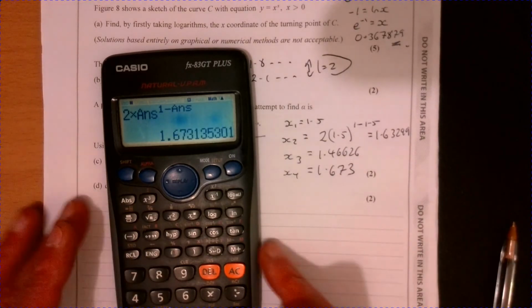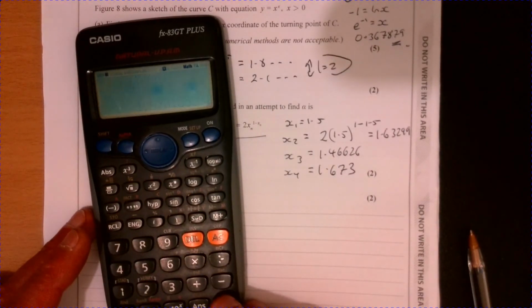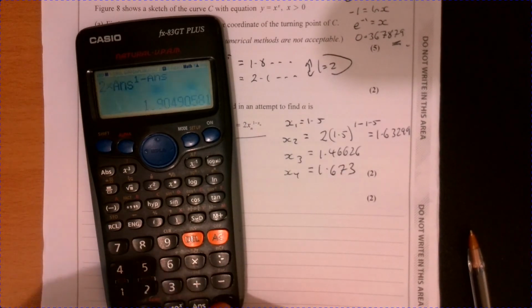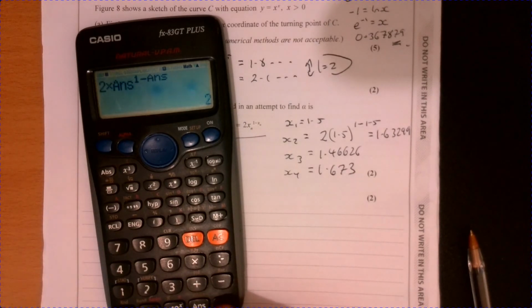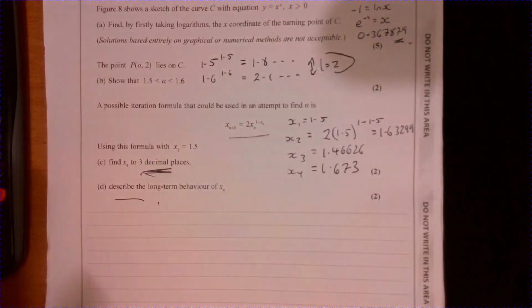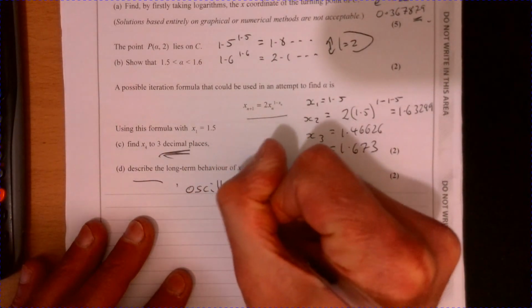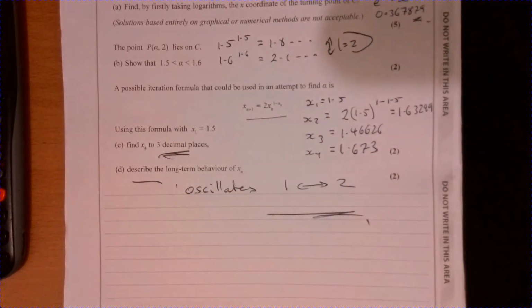Now, the idea is to describe the long-term behavior. Once you've set it up, just press equals a few times. It seems to be drifting between 1 and 2, doesn't it? It's getting closer to 2, then closer to 1. It seems to be settling down, and basically settles on 2 and 1. So the correct terminology is you could just say it fluctuates between 1 and 2, or oscillates between 1 and 2.